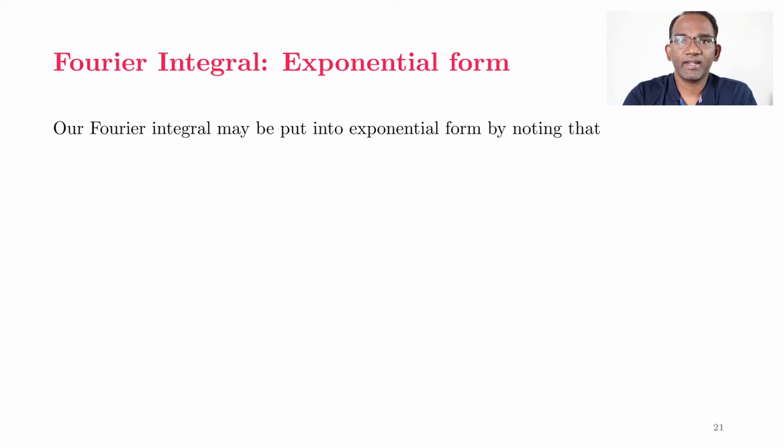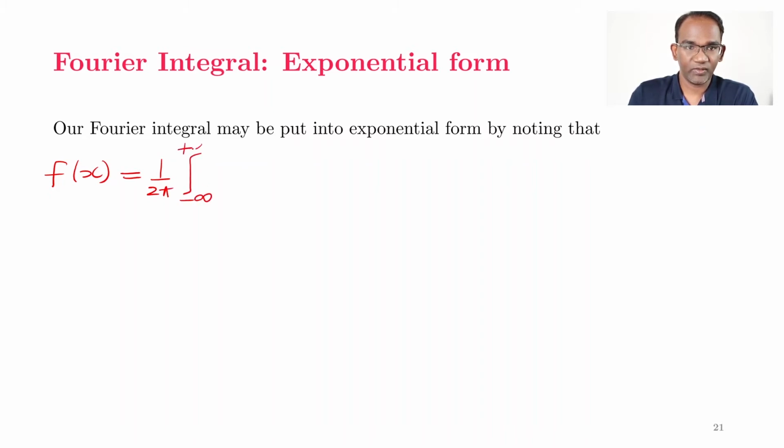The Fourier integral that we have just seen has a cosine term. We can very well express the Fourier integral in the exponential form. Let us see how to do that. We have f(x) equal to 1 over 2 pi integral minus infinity to plus infinity d omega integral minus infinity to plus infinity f(t) cos of (n pi divided by l)(t minus x) dt.